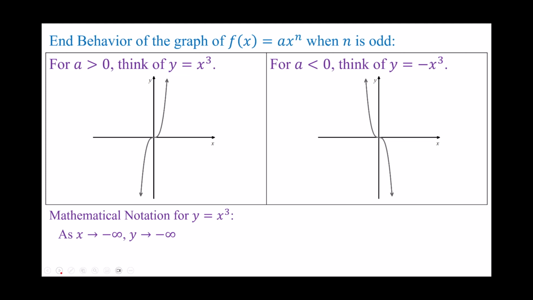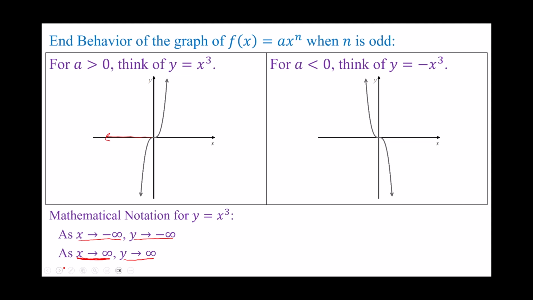If we just have y equals x to the third, our graph on the left here, as x approaches negative infinity, y approaches negative infinity. This means that on the left side of the graph, as x approaches negative infinity, what's happening? Well, y is going down, our graph is going down, so y is approaching negative infinity. And as x approaches positive infinity, that's the right side, then our graph is going up, so y is approaching positive infinity.